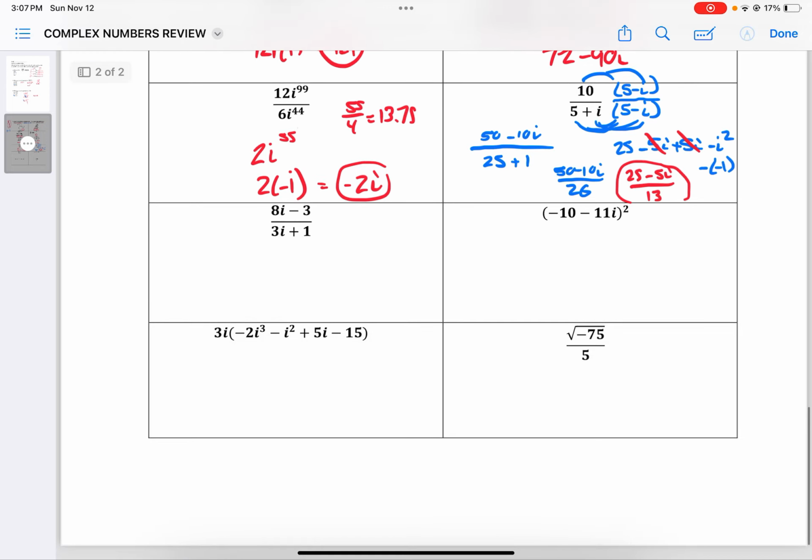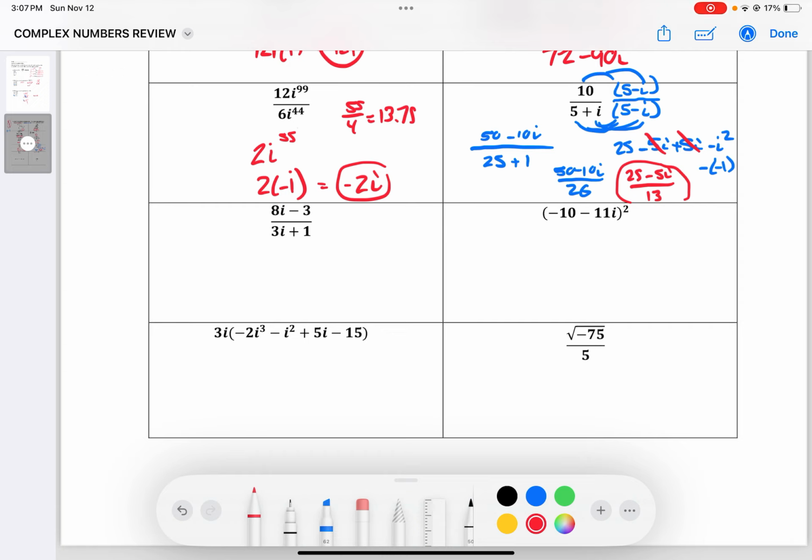Moving on down here, we got 8i minus 3 over 3i plus 1. Same game plan. We're just going to have to FOIL twice. The conjugate is 3i minus 1. Keep the first, negate the second. We'll start by FOILing the top because that's going to be the harder of the two.